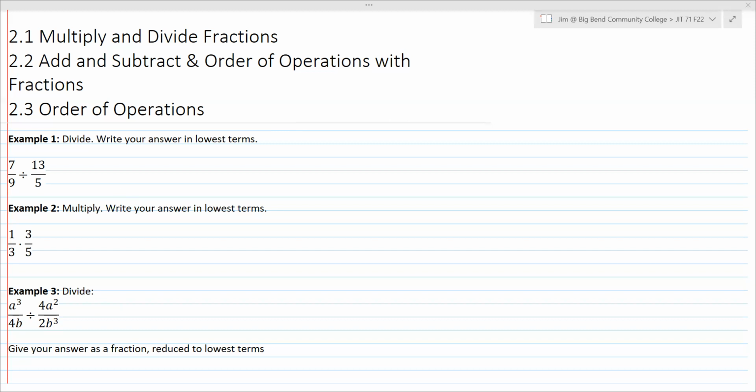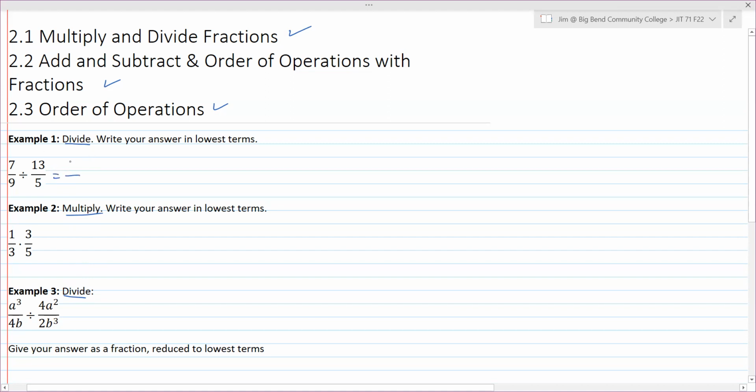So let's go over sections 2.1 to 2.3. These are all the topics covered, and then we'll go over examples. Example number 1, divide. Whenever you see a question, there will always be a keyword for you to know what to do. And if the expression is given, then we'll know how to solve the problem.